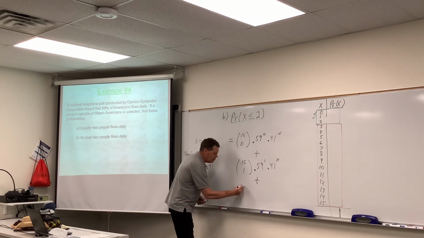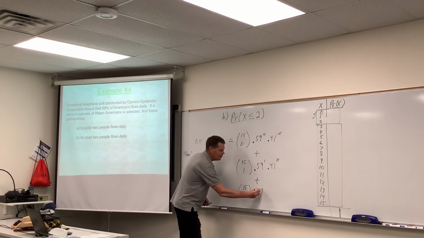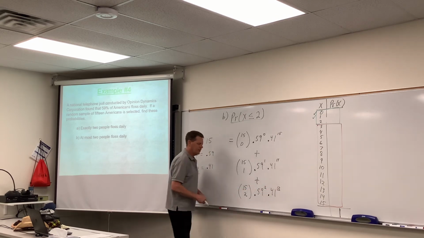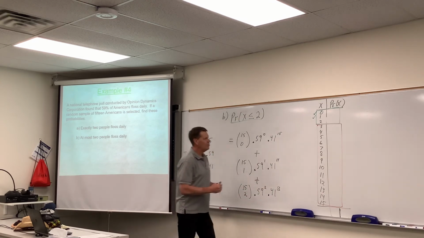I'll give you 15 people. You can choose any 2 of them to floss. Flossing, which is 59%, there'd be 2 of those, which means the other 13 do not floss. 2 flossers and 13 who do not. And that would be the probability for 2.